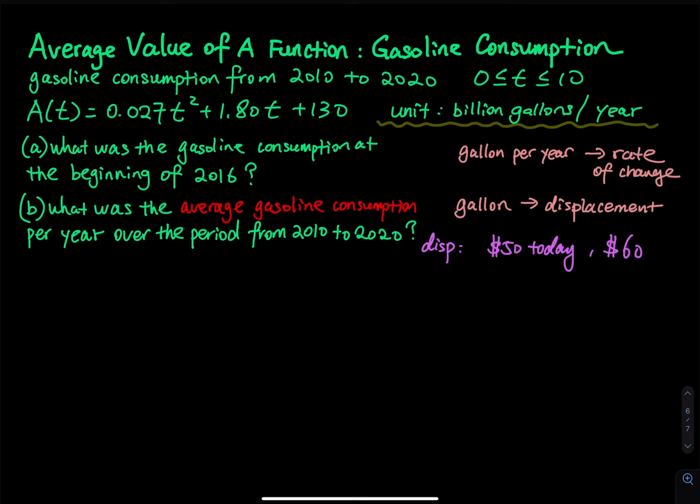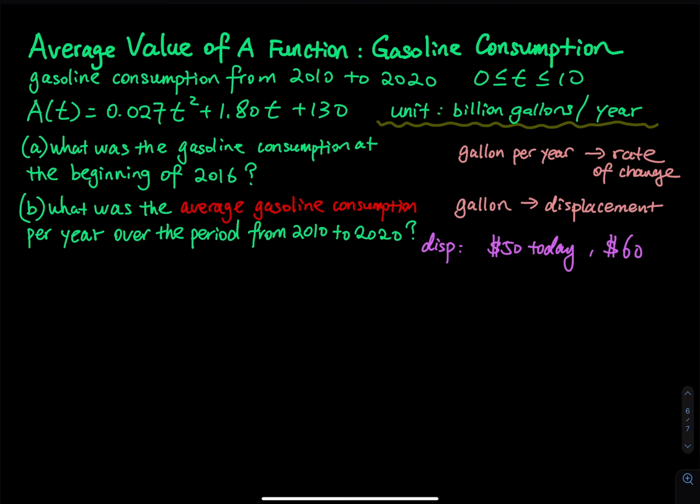So if you give me a time, let's say today, t equals 0, I tell you exactly where I stand. I am standing at $50. So today, t is equal to 0, I am telling you the location where I am standing. I am standing at $50.